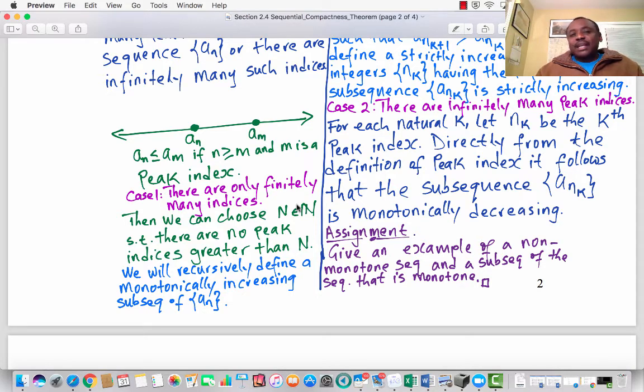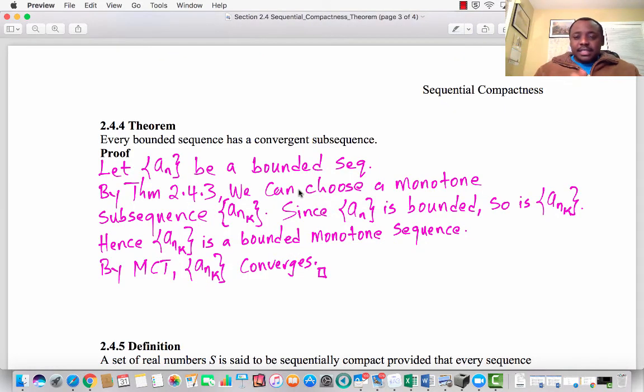Here is a very simple exercise for you. I want you to give me an example of a sequence that is not monotone, and also go ahead and find a monotone subsequence of your chosen sequence. Now, do not forget that this entire section deals with the sequential compactness theorem, and we have not yet stated the theorem. We have seen some very nice results, but we're getting there soon. Subsection 2.4.4, Theorem: every bounded sequence has a convergent subsequence.